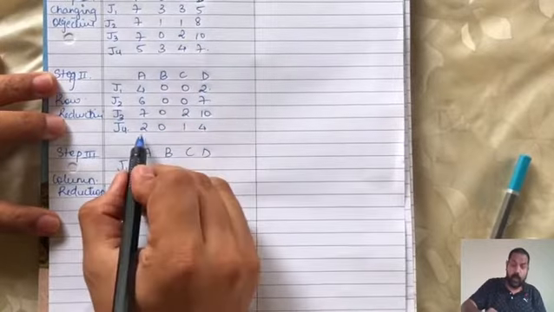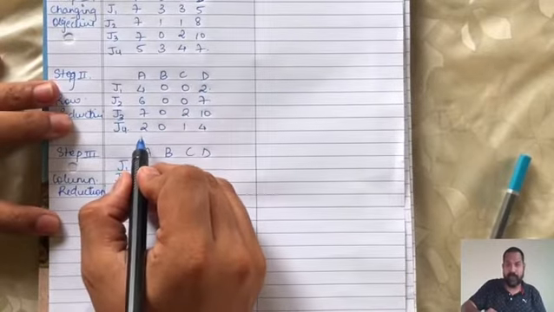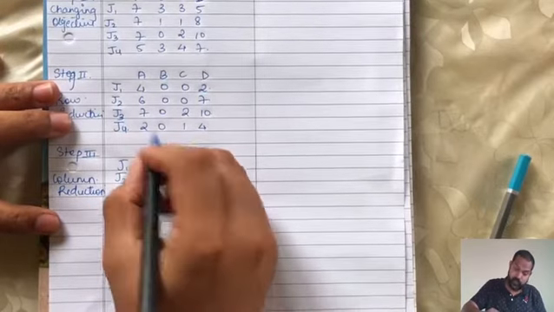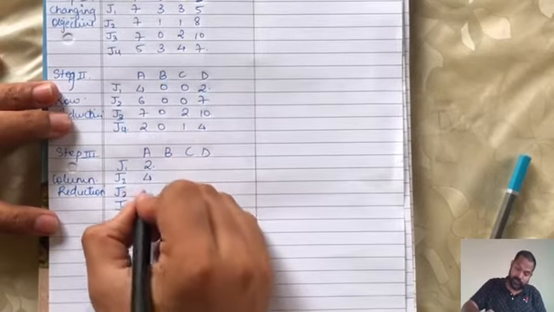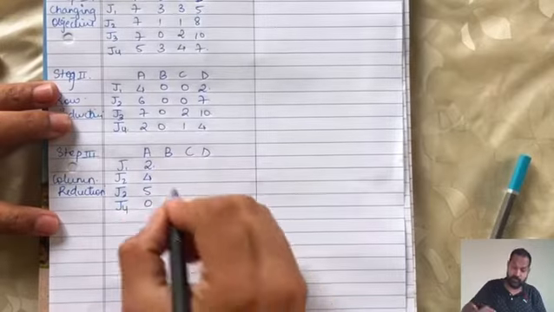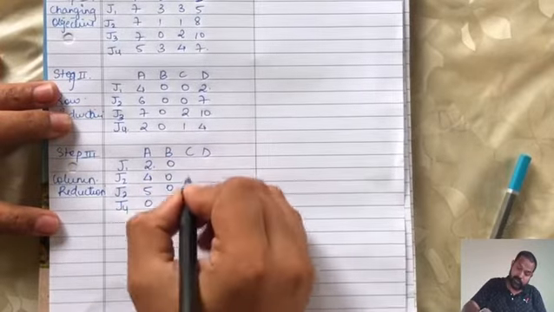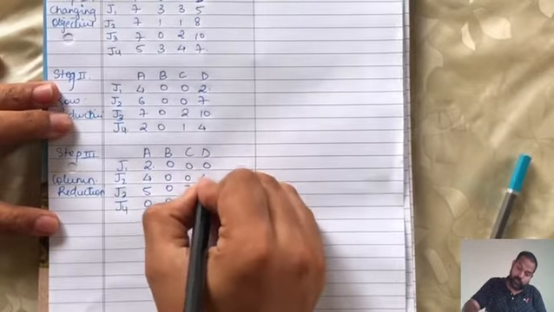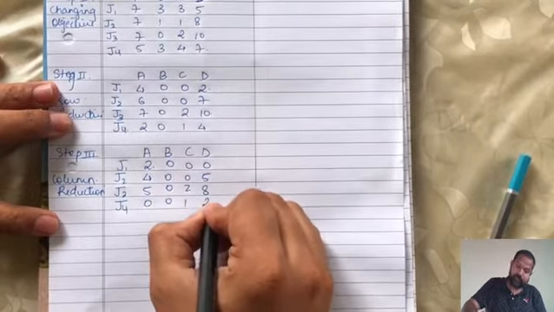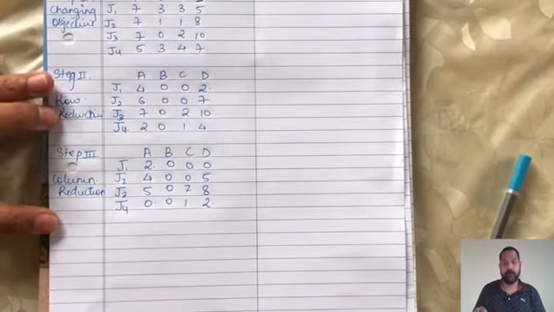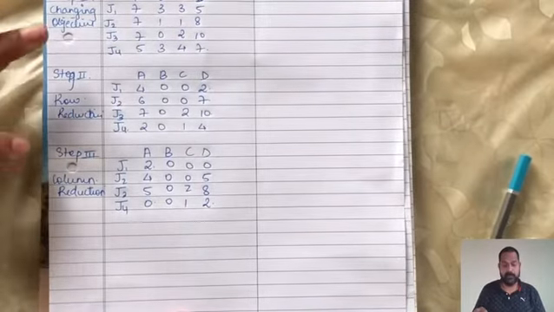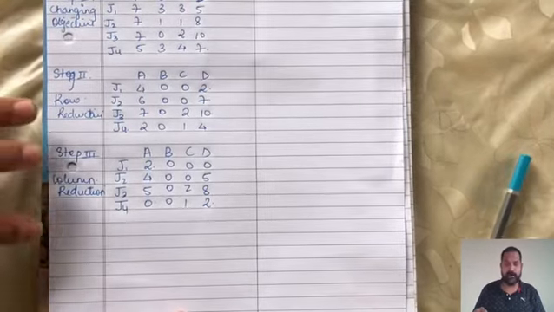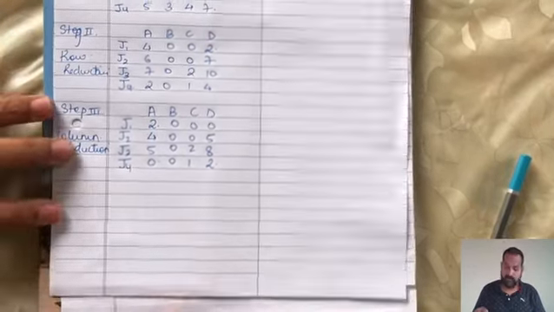What is the least in this column? 2, subtracted from everywhere. So it is 4 minus 2, which is 2, 6 minus 2, 4, 7 minus 2, 5, 2 minus 2, 0. 0, 0, 0, 0, 0, 0, 2, 1, 2. So 0, 5, 8, 2. Step 1 changing objective, step 2 row reduction, step 3 column reduction, done. Step 4 assignment.